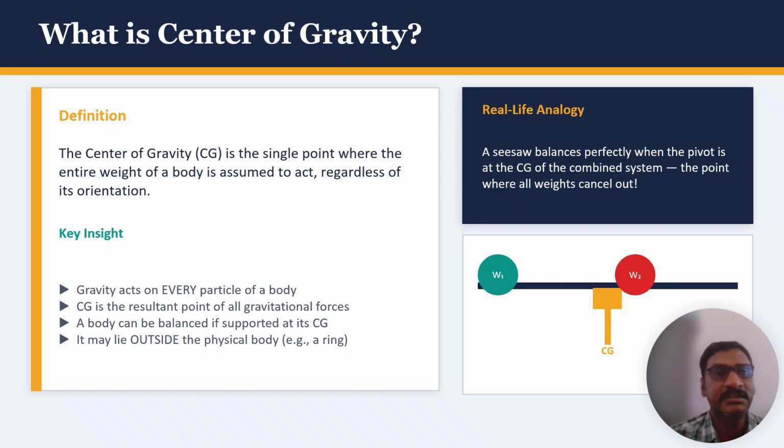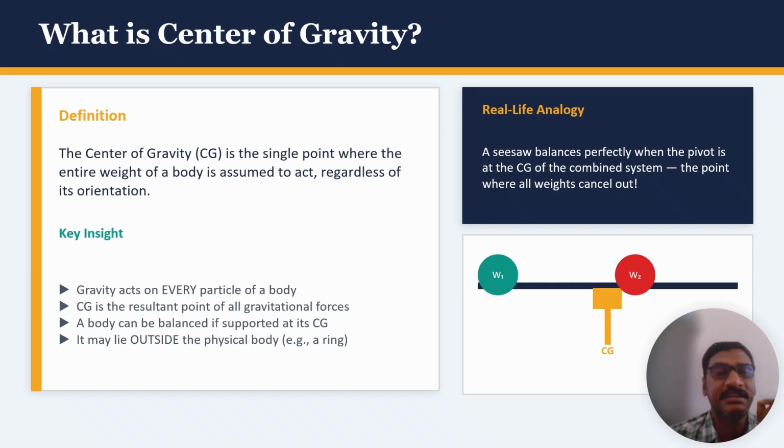The second property is that the center of gravity does not have to lie inside the physical material of the body. For example, consider a hollow circular ring. Its center of gravity lies at its geometric center, right in the middle of the empty hole, where there is no material at all. Similarly, for an L-shaped section or U-shaped section, the center of gravity often falls in the empty space. We will see this in our numerical problem.